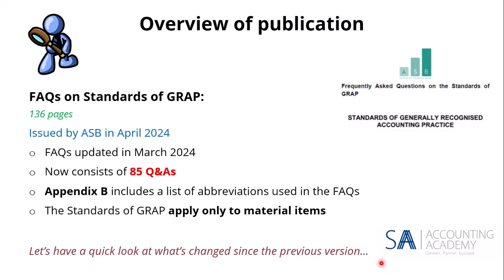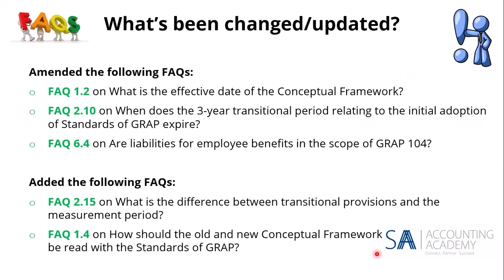So let's go and have a quick look at what the rest of this document looks like. I did a slide for you on the layout, and then just so that you can see what's changed. So those of you that have got entities in the public realm, let's go and see what's changed. As you can see, the following 3 FAQs were amended: 1.2, 2.10 and 6.4, and I just gave you the question there as well.